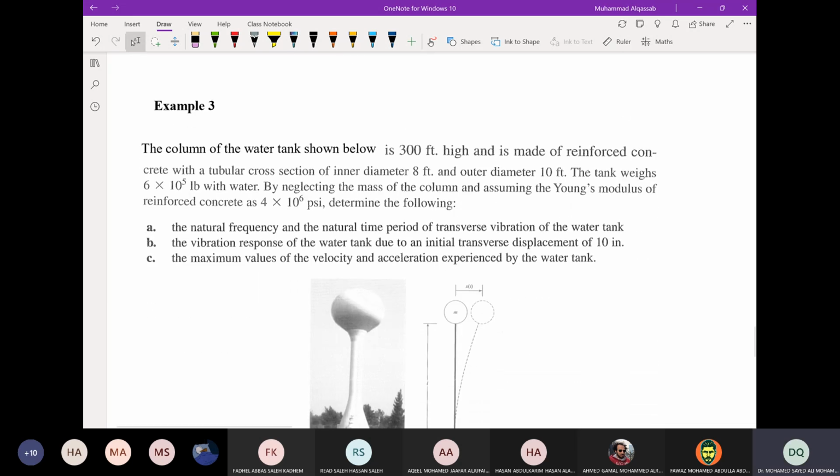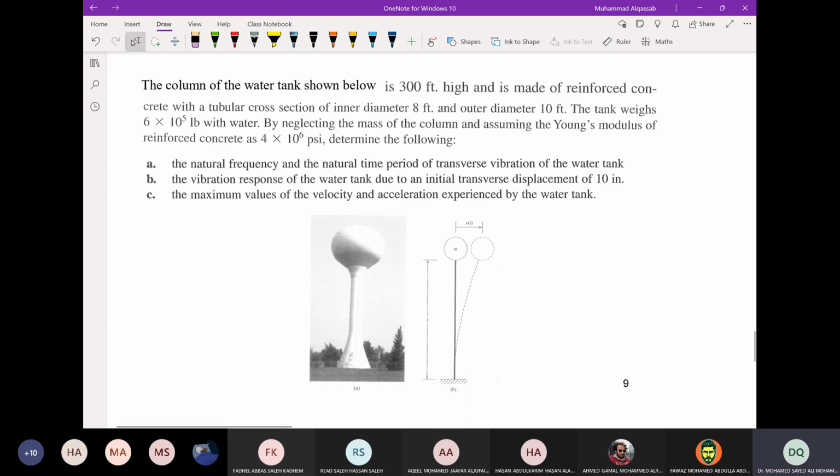Okay, we can proceed. Example 3. Any questions? The column of the water tank shown below is 300 feet high and is made of reinforced concrete with a tubular cross-section of inner diameter 8 feet and outer diameter 10 feet. The tank weighs 6 times 10 to the power 5 pounds with water.